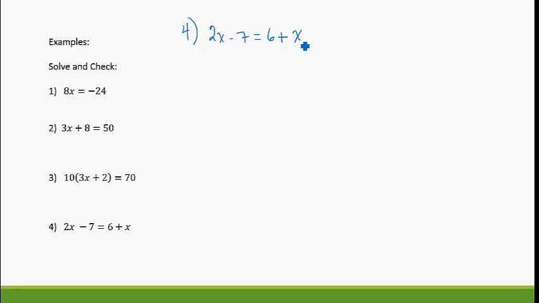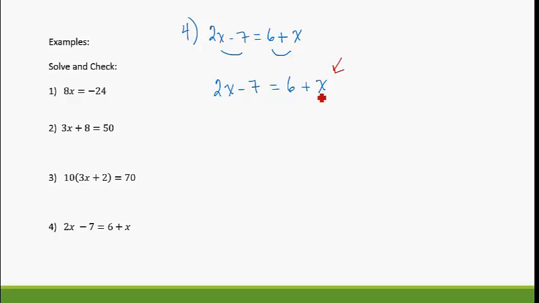So the first thing we want to do is simplify both sides. On the left-hand side, these are unlike terms, so I can't do anything with those. On the right-hand side, those are unlike terms as well. There's no grouping symbol, so nothing to be done. So now I want to move my variable terms to one side and my constant terms to the other. I like to move my variable terms to the left-hand side.